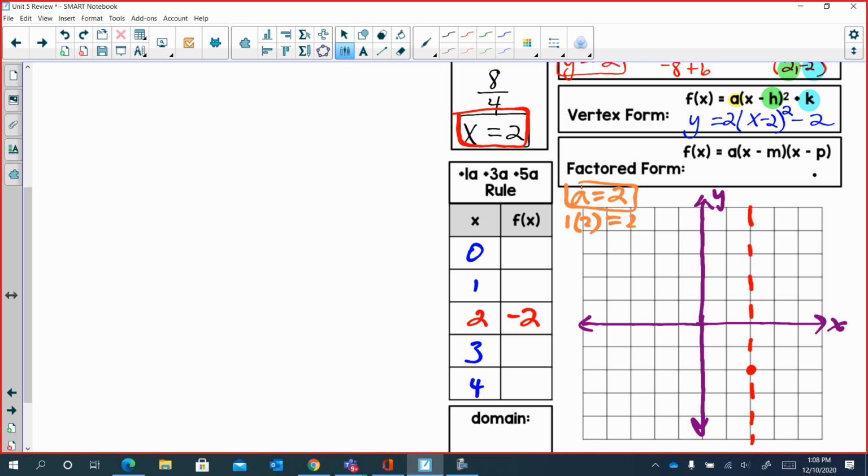All right, so then what's 3A going to be? 6. Very good. What's 5A going to be? 10. Okay, so we're not doing 1, 3, 5. We're doing 2, 6, 10. Yeah, what? 3A. 3 times 2. That's how I got 6. You asked me how I got 6.